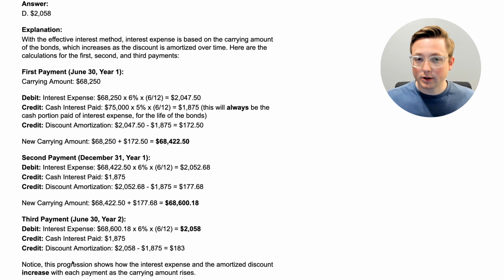So again, I was trying to kind of hit this home. This progression shows how the interest expense and the amortized discount increase with each payment as the carrying amount rises. And that's specifically when you're dealing with a bond discount. So I hope that all really helped. We kind of went step by step, pretty detailed. Now that we've done the effective interest method with a discounted bond, let's go to the next question.